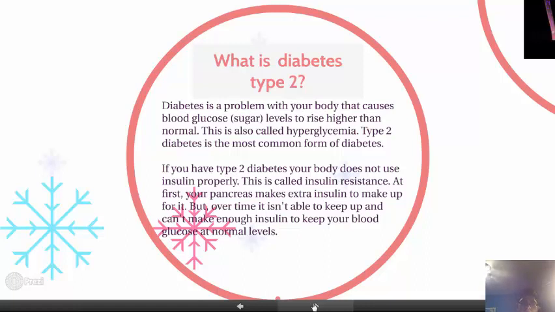If you have type 2 diabetes, your body does not use insulin properly. This is called insulin resistance. At first, your pancreas makes extra insulin to make up for it, but over time, it isn't able to keep up and can't make enough insulin to keep your blood glucose at normal levels.